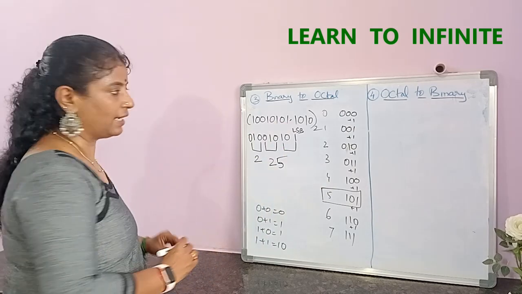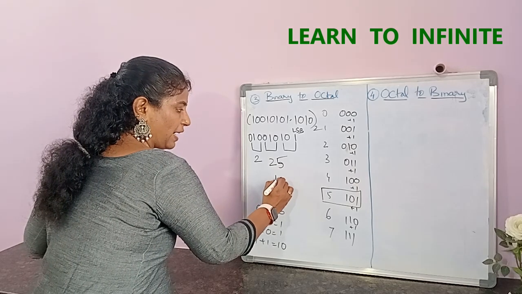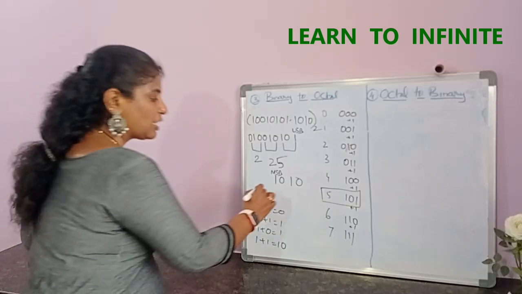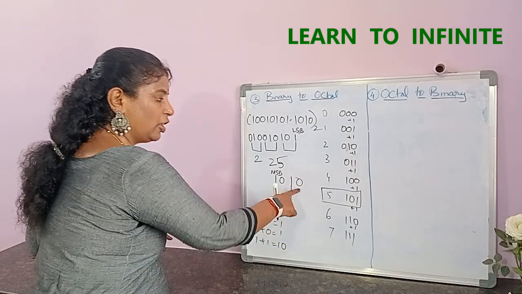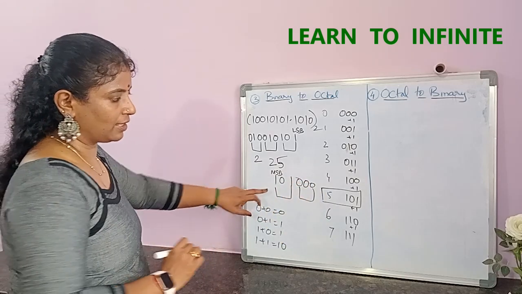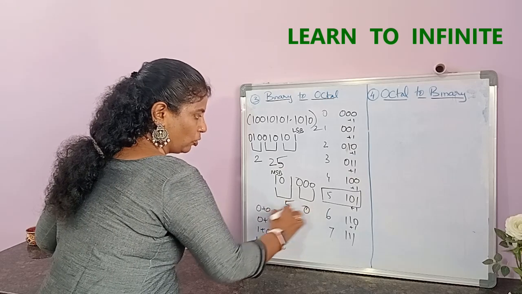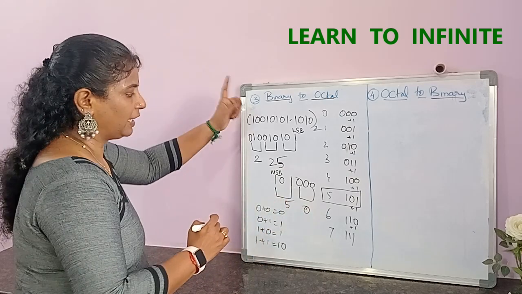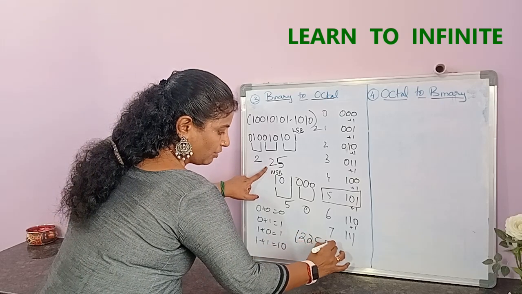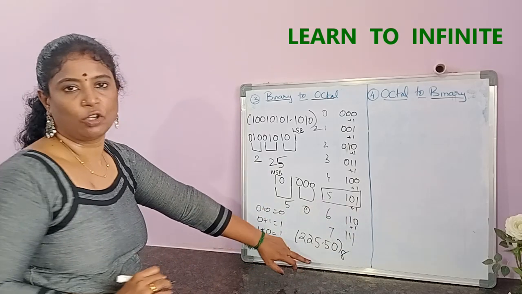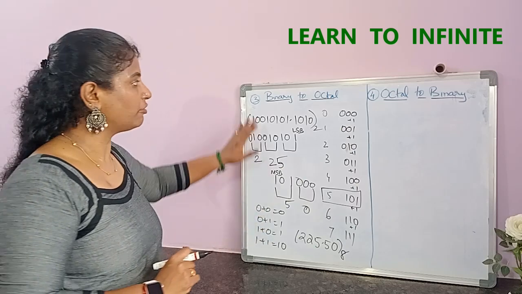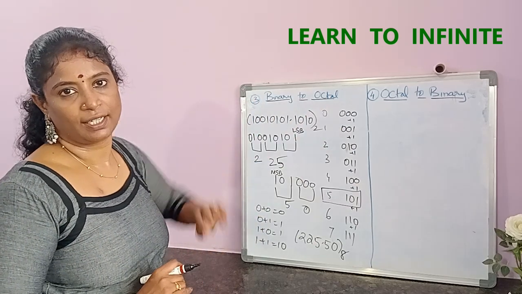Now coming to the fractional part, it is 1010. As I told you, for the fractional part you have to start from your MSB and not from your LSB. So split it into 3 bits, it is 010. Here you have only 1 bit, so proceed with 2 more 0 bits. What is 101? 101 is again 5, and this is 0. So your final answer for the binary to octal conversion is 225.50 to the base 8. So don't forget the base. Okay, so this is the shortest and easiest way of converting a binary number to an octal number.